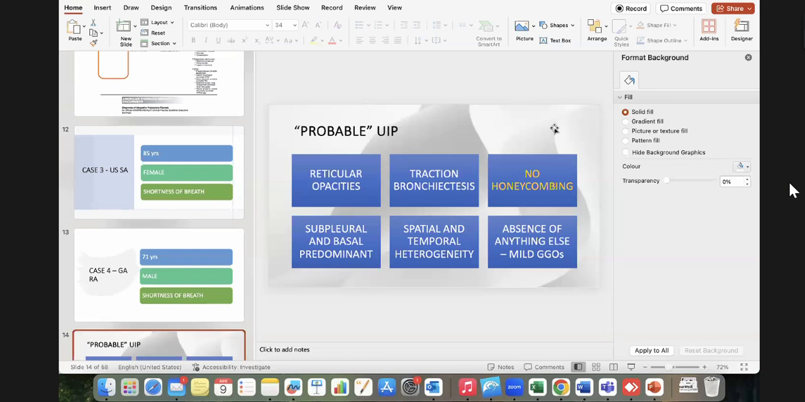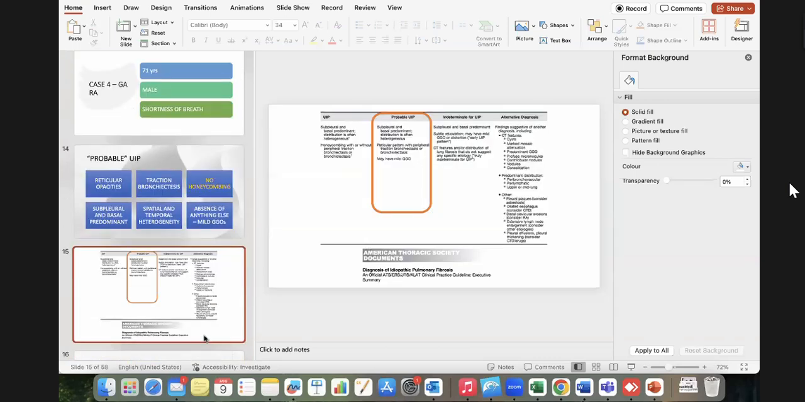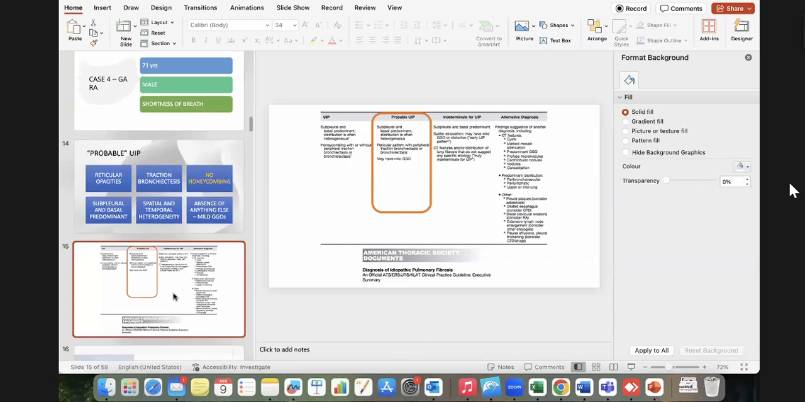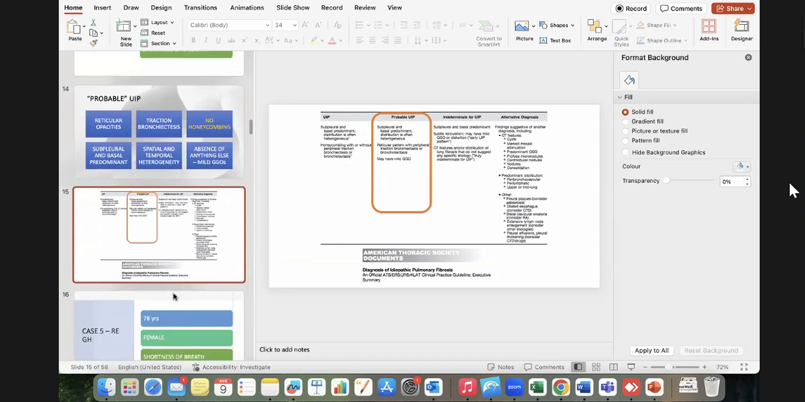Pick up the phone, talk to your clinician, tell them this is why I feel this is this, so that he can correlate whatever is going on in his mind and then decide whether he wants a follow up or wants to go for a biopsy straight away. But this is how the probable UIP bucket would look. As I said, may have mild GGOs, so those two cases exemplified perfectly what is probable UIP.